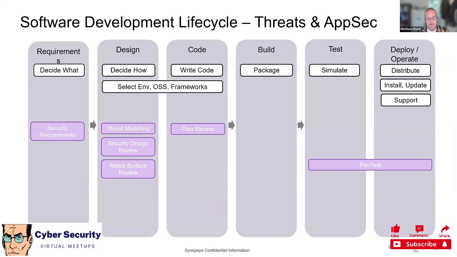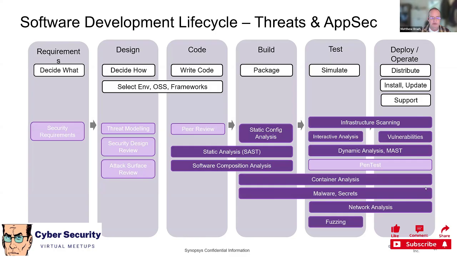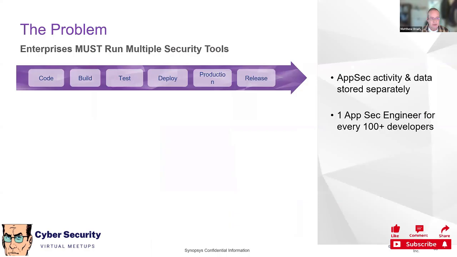These are the manual processes, which can be tool assisted, but generally manual expert led, including pen test, including threat modeling and others. And here are some of the things that you can do in tools. And you can see lots of different things. There's static analysis, composition analysis, config analysis, interactive, infrastructure, vulnerabilities, dynamic, container, malware, secrets, network, fuzzing, and so on. So all of this stuff theoretically should be being done. And some of it can be done by one or more tools, but many of these things require individual capabilities to do it.